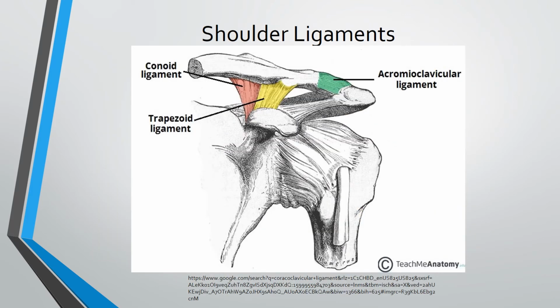Three more important shoulder ligaments are the acromioclavicular and the conoid and trapezoid ligaments. The conoid and trapezoid are the two coracoclavicular ligaments.